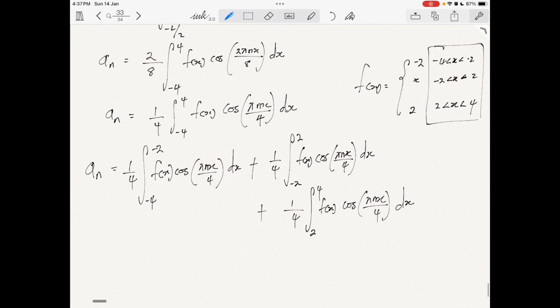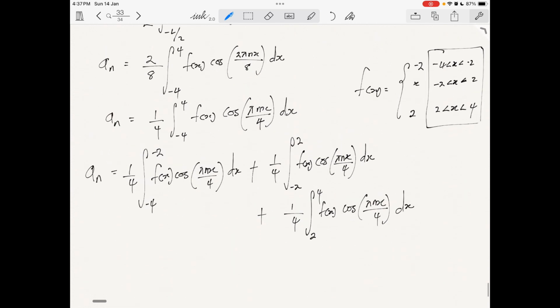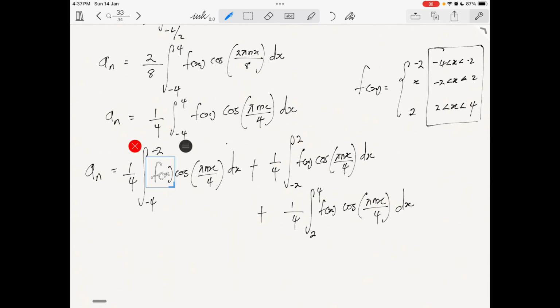Moving forward, we can now substitute our values of f(x) for the corresponding limits. So a_n will be equal to 1 over 4, integral from -4 to -2, f(x) for this range is -2 cos(πnx/4) dx.